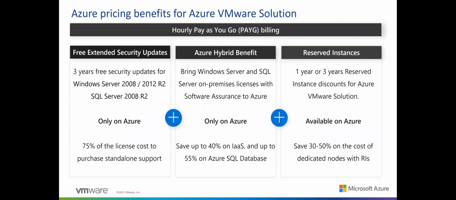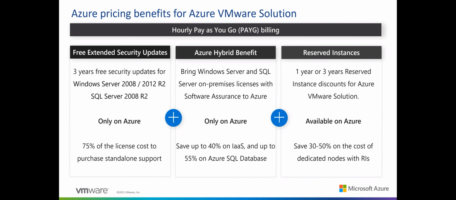However, a few use cases and benefits are available only to AVS. These include free extended security updates for 2008 and 2012 workloads. You can also bring your existing Windows and SQL on-premises licenses. This particular use case saves customers a significant amount of money since we only need to license the host as opposed to individual VMs.